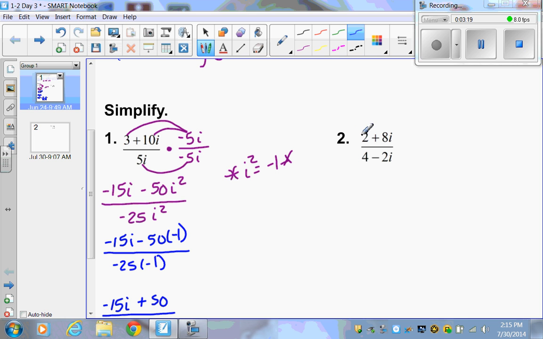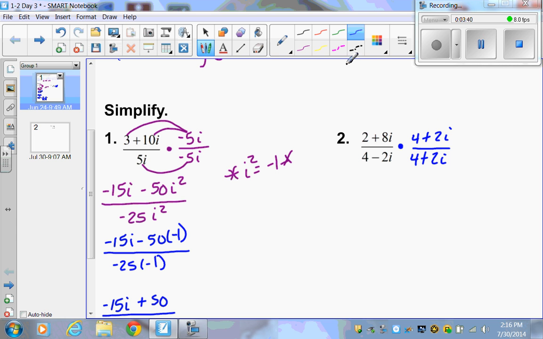Let's try another one. Now we have (2 plus 8i) over (4 minus 2i). So we need to multiply the numerator and the denominator by the complex conjugate of the denominator. So we're going to multiply by (4 plus 2i) over (4 plus 2i).